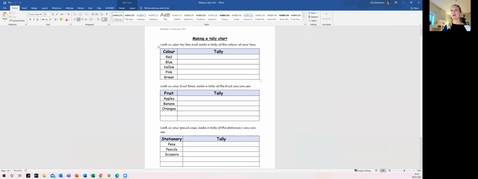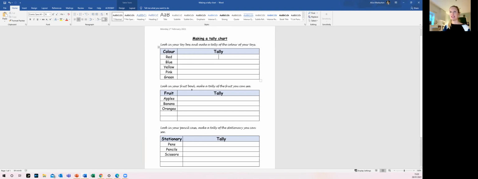So the first one says, look in your toy box and make a tally of the colour of your toys. Now I filled in all the rows here, so if you come across a red toy, you'd put a tally in: blue, yellow, pink and green. So that's job number one. Go through your toys. Can you make a tally?